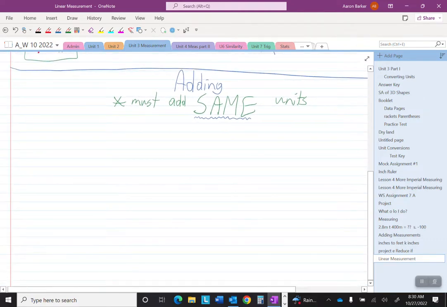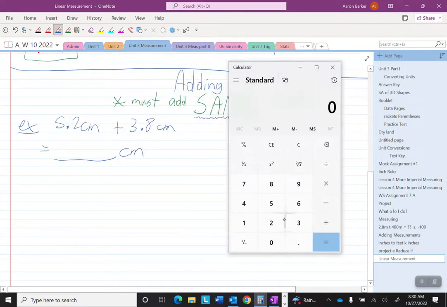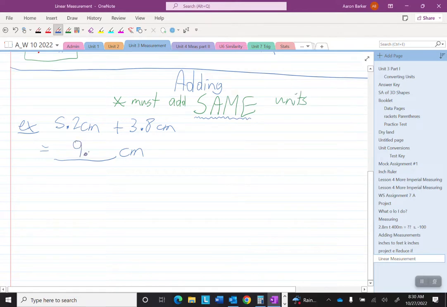Right. So some examples. If you have 5.2 centimeters, and you add 3.8 centimeters, you could just use your calculator. That's the beauty of this, you can just go 5.2 plus 3.8. Voila, 9 centimeters. And that would be 9.0. You don't have to have the 0.0. Either way is fine. But I could take my decimals and add them up, couldn't I?